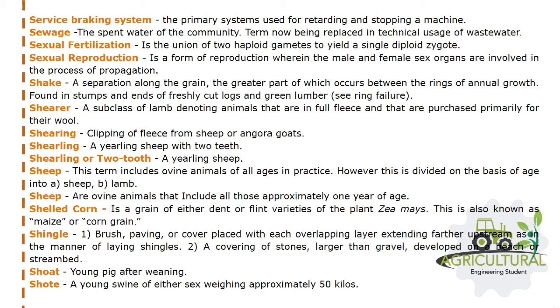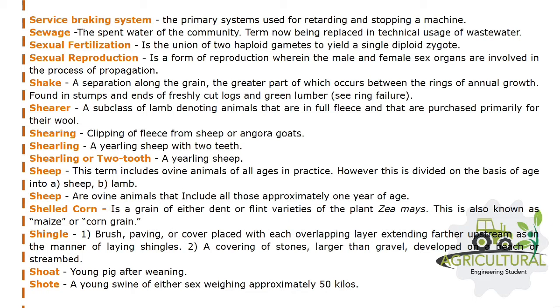Sheep, this term includes ovine animals of all ages in practice. However, this is divided on the basis of age into A, sheep, B, lamb. Sheep are ovine animals that include all those approximately 1 year of age. Shelled corn is a grain of either dent or flint varieties of the plant maize. This is also known as maize or corn grain.